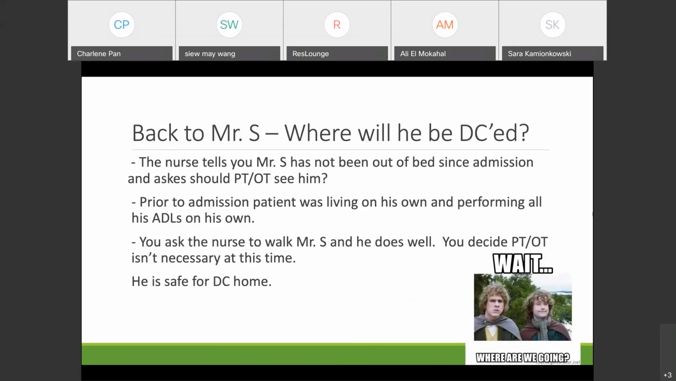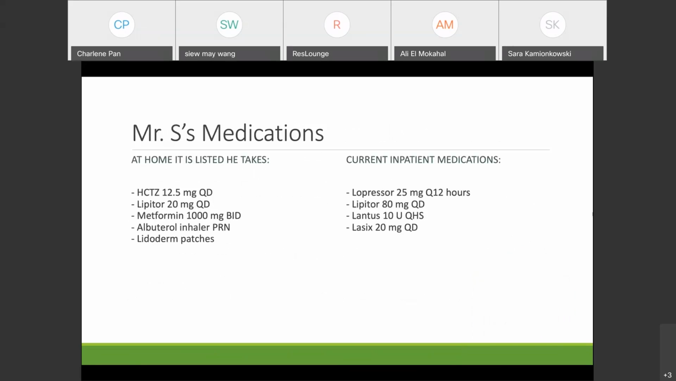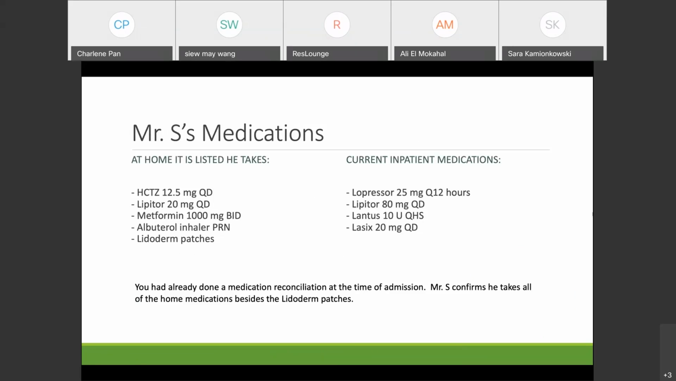Okay. So you have this on your list, what medications he's taking at home. At home, he's on hydrochlorothiazide, Lipitor, metformin, albuterol as needed, and Lidoderm patches. While he's admitted, you're giving him Lopressor, Lipitor, Lantus, and Lasix. And because you are all great interns, you actually did a medication reconciliation on admission. He said he was taking everything besides the Lidoderm patches at home.